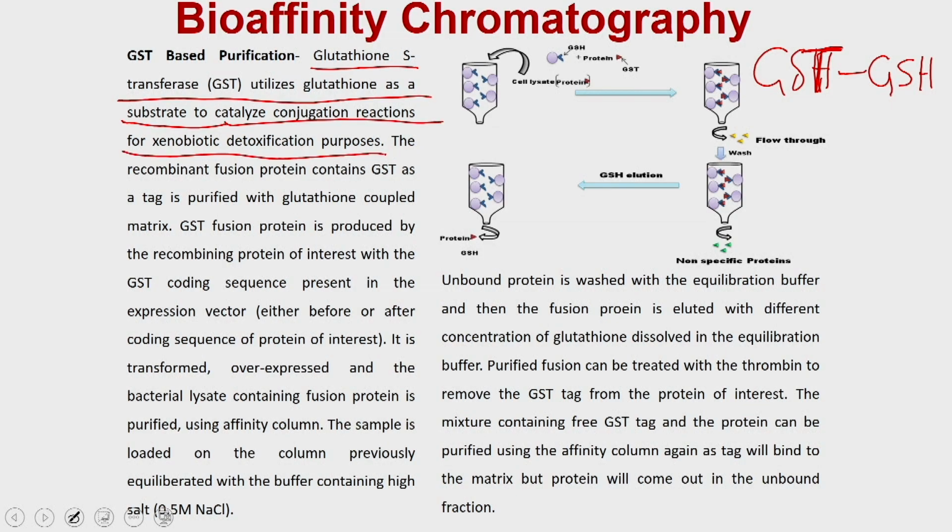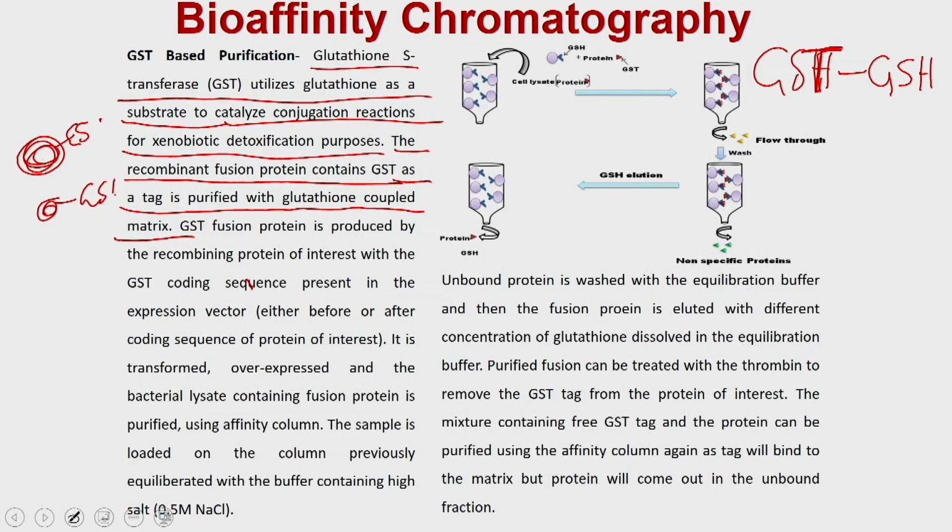detoxification purposes. Now, what you have to do is produce a recombinant protein, a fusion protein which contains GST as a tag, to purify on the glutathione-coupled matrix. In this case, your matrix is going to have the GSH, and your enzyme is present as a chimeric protein.